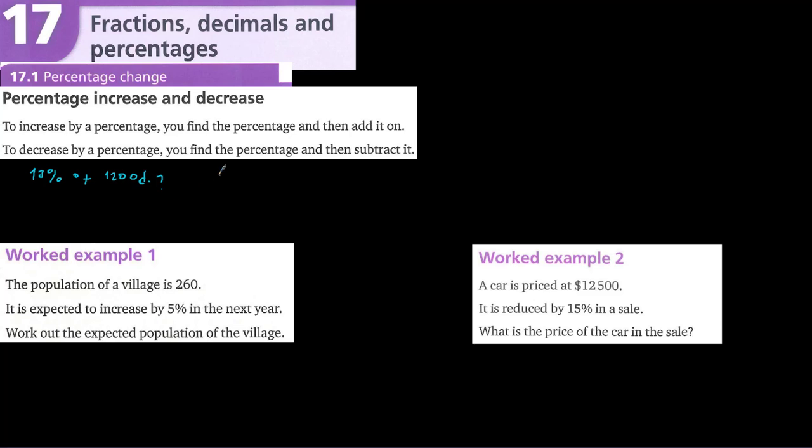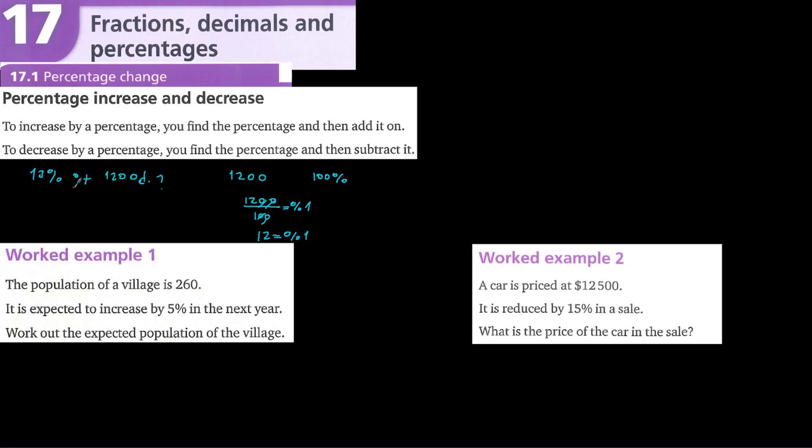Firstly, we say that 100% is 1200 dinar, the total amount of money. If you want to find 13%, firstly you divide 1200 by 100. It gives you 1% of the money, which is equal to 12. So 12 is equal to 1% of the money.